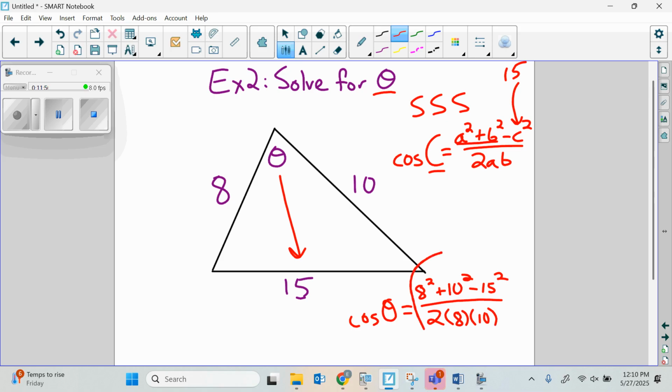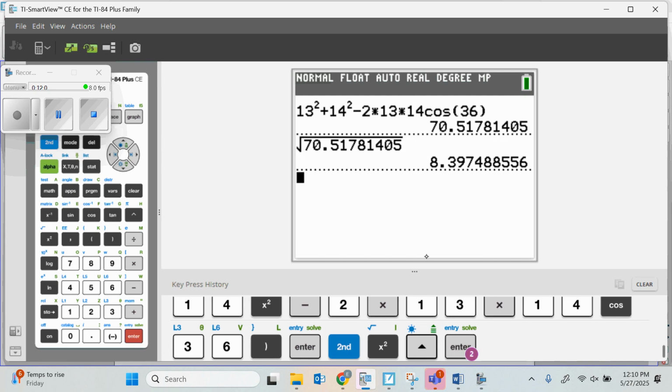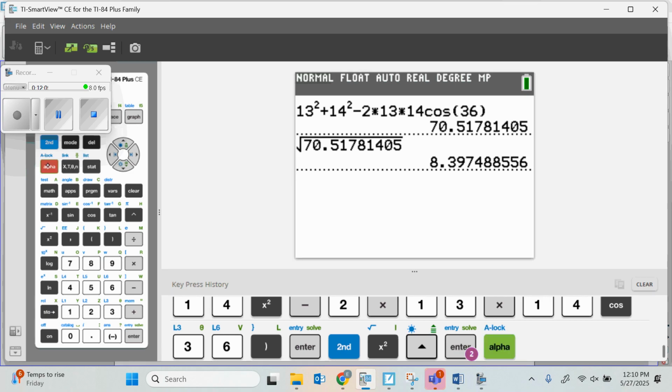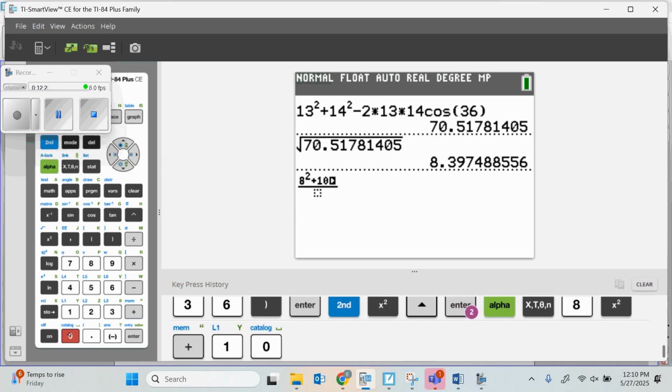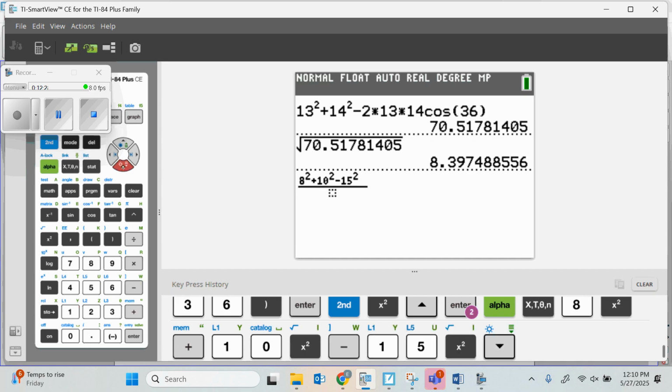Again, I'm going to type this into my calculator. In order to do that, I want to make sure I use a fraction bar. The easiest way to get a fraction bar is hit the green alpha button, and then just to the right of it, the X button. That makes my fraction bar pop up. So now I can do 8 squared plus 10 squared minus 15 squared. Again, 15 is the side that was opposite from the angle I'm solving for, so that's why the 15 is the one that's different. Over 2 times 8 times 10.